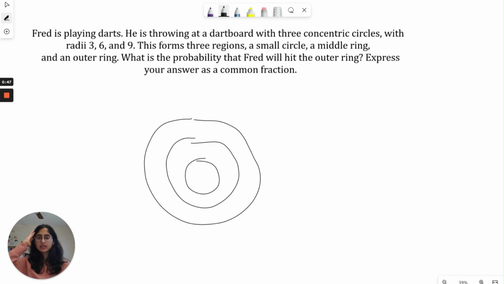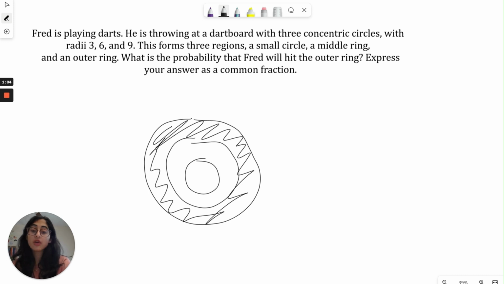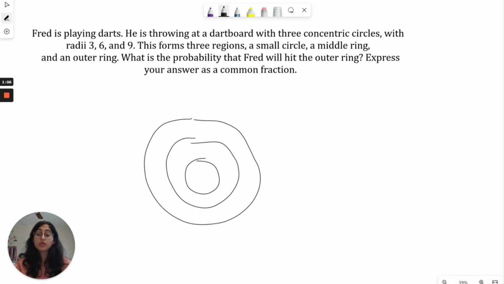Well, this question doesn't actually explicitly say it, but we're going to assume that Fred has a random chance of hitting anywhere on this board, otherwise we won't be able to solve it. But Fred has a random chance of hitting anywhere on here, right? And so we're looking for the probability that Fred hits this area out of the total places he can land, right? So the way we're going to find that is just the area of that outer ring out of that total area, right? Because there's a random chance of hitting everywhere on that ring.